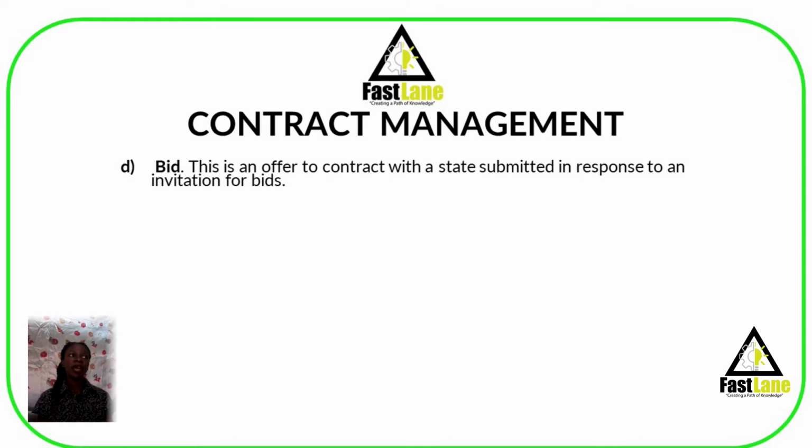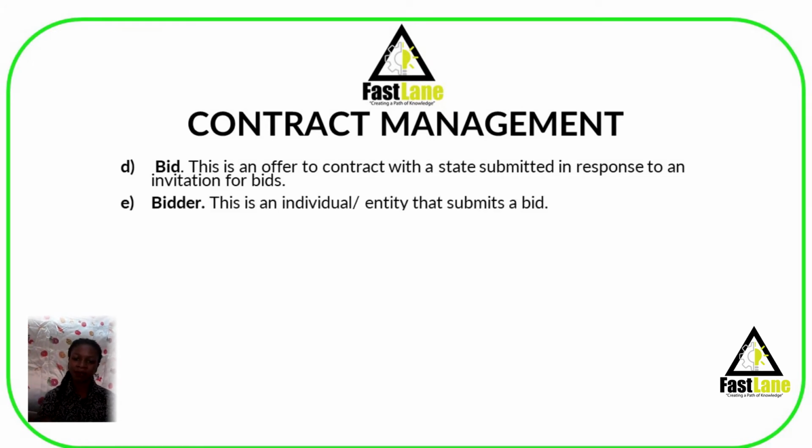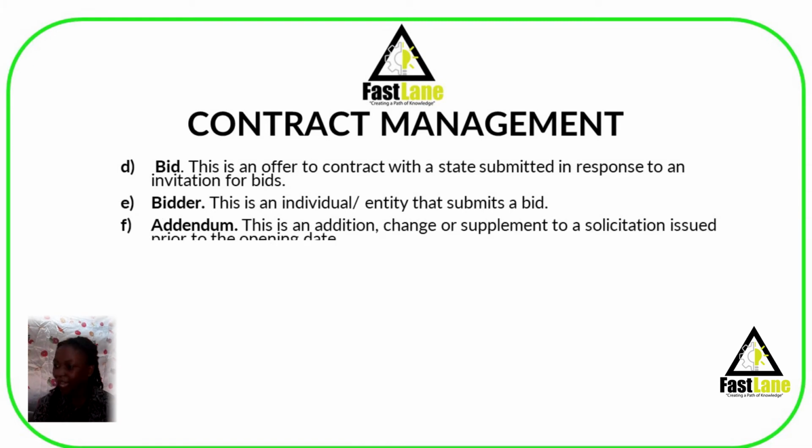So maybe the government wants to construct a bridge. It will invite bids. So different contractors will submit their bids and the best one will be taken. That's a bid, an offer to contract with a state submitted in response to an invitation for bids. Then we have a bidder. If the other one was a bid, then a bidder is just an individual entity that submits a bid.